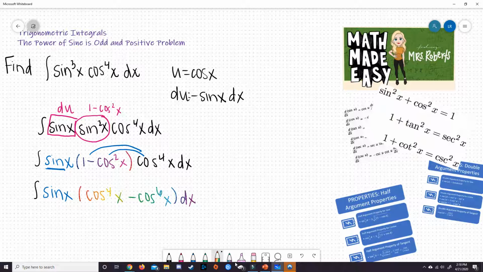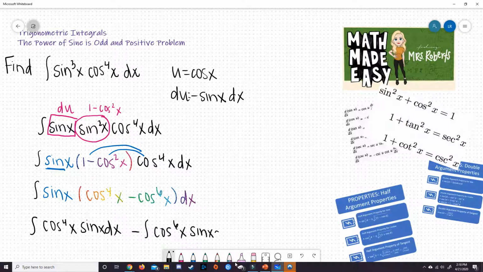If I distribute in that sine of x now, then both cosine to the fourth of x and cosine to the sixth of x have a sine of x with them. So if I distribute in that sine of x now, then I'm going to have the integral of cosine to the fourth power of x times sine of x dx minus cosine to the sixth power of x sine of x dx.